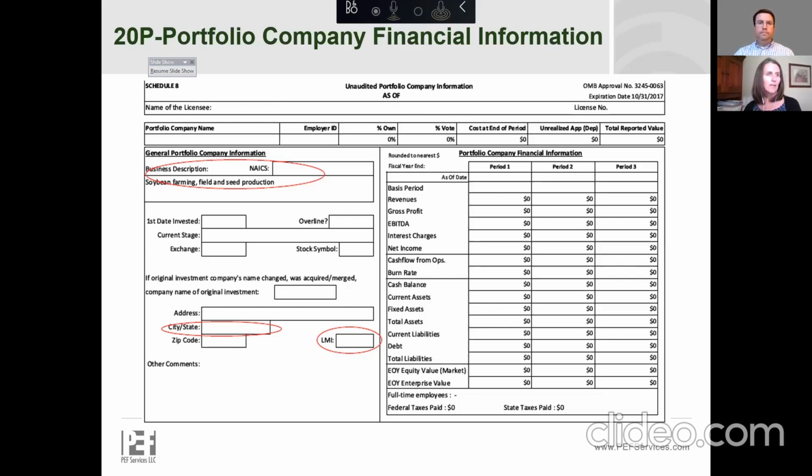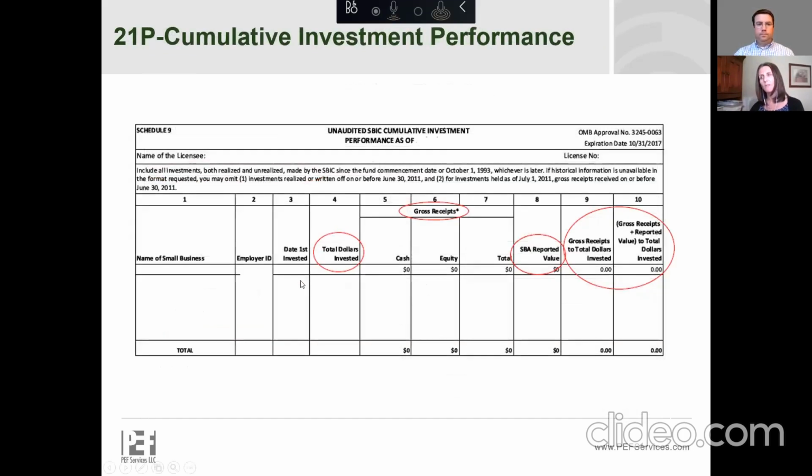Okay. And the next page is the cumulative investment performance. So again, this is for each portfolio company. This is for levered funds. They'll report this annually to SBA. And it has each portfolio company, basically total dollars in, total dollars out, and the ending value. So it's the gross receipts to the total dollars invested, and the gross receipts plus the fair value at the end of the period to the total dollars invested. So you can see your returns for each by portfolio company on this schedule.